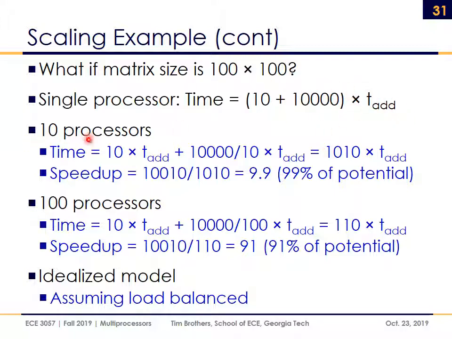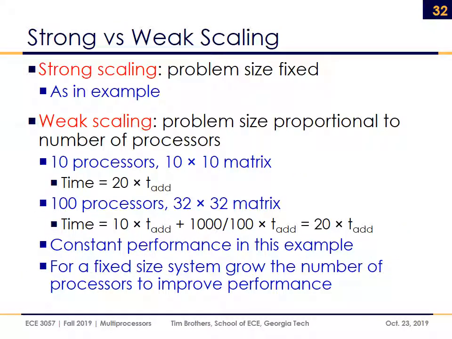So for 10 processors, we do the same arithmetic, and we get 99%. For 100 processors, speed up is going to be 91%. So dramatic change from a single processor to 10 processors, 10 processors to 100 processors, not as much. Idealized model, assuming load balance. So strong scaling, problem size is fixed, as in this example.